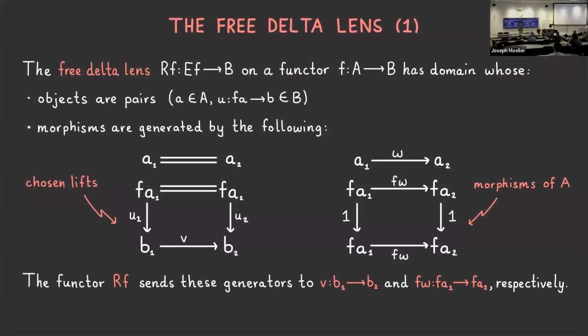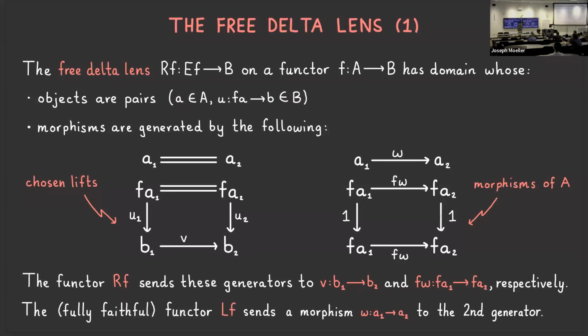So this is a category, and we have a functor from this category down to the category B. Again, this is very similar to the functor we saw before. It's just taking the codomain projection. For this first generator, it's going to send that to V, which is the codomain as shown. And for the second generator, it's just going to send that to F of W. So that's the R of f. What about the L of f? It's just going to be the fully faithful functor, which includes morphisms in A into our category E of f by sending them to this second generator here.